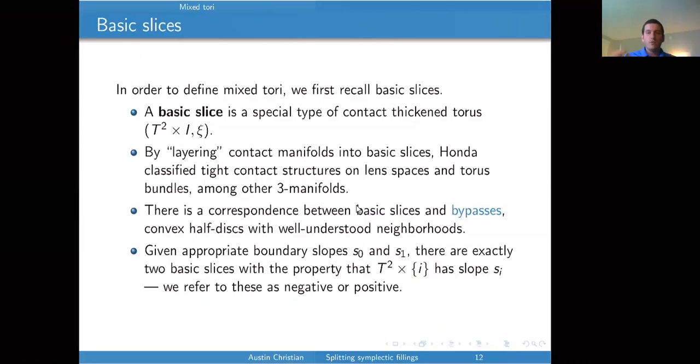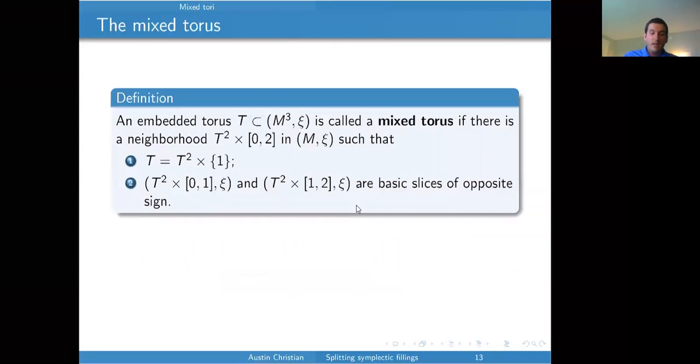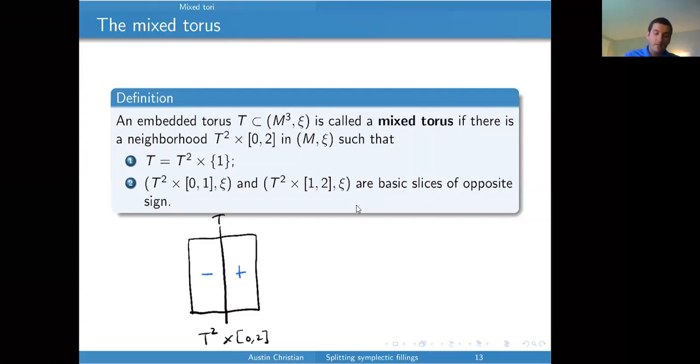So with that very loose recollection of what a basic slice is, we can say that an embedded torus in a contact manifold is called a mixed torus if you can write it as sandwiched between two basic slices. So what we want to see here is T. This whole neighborhood looks like T^2 × [0,2]. Maybe on the left we have a negative basic slice, and on the right we have a positive basic slice. So then this thing in the middle will be a mixed torus.